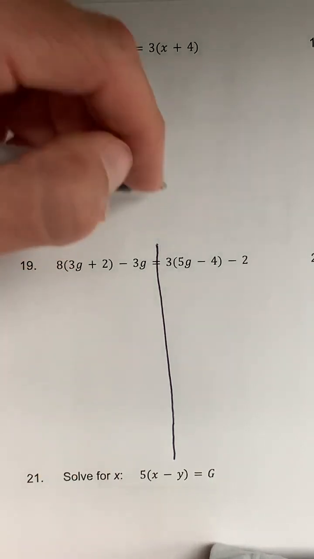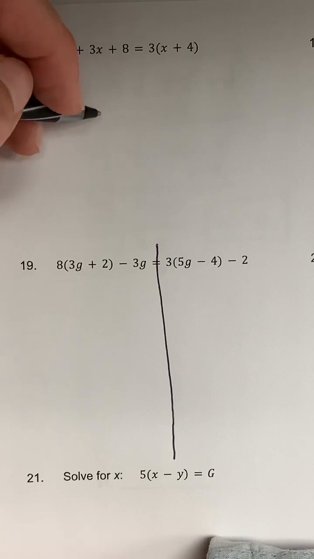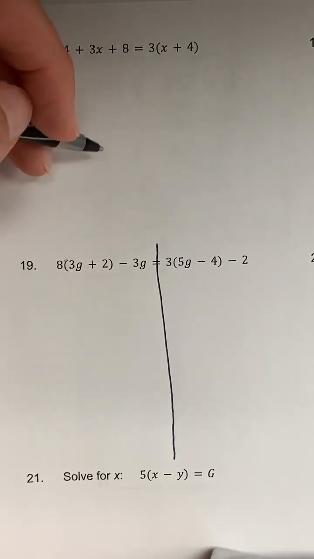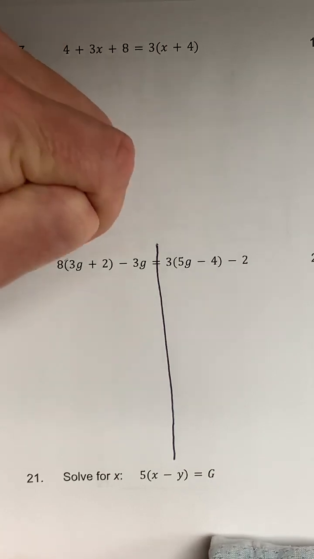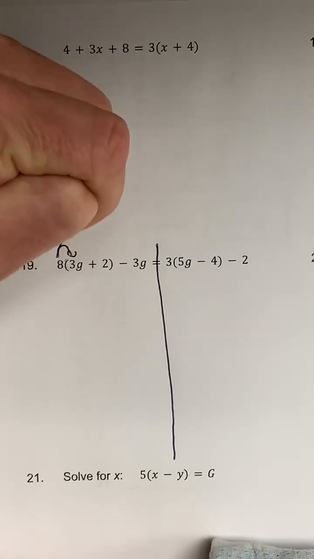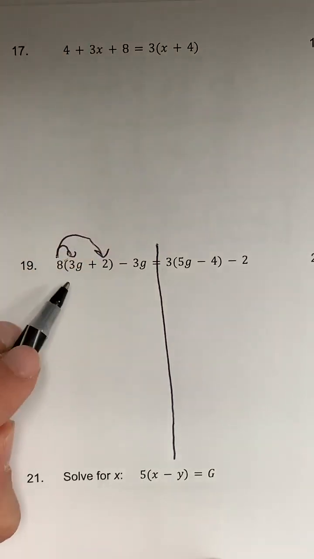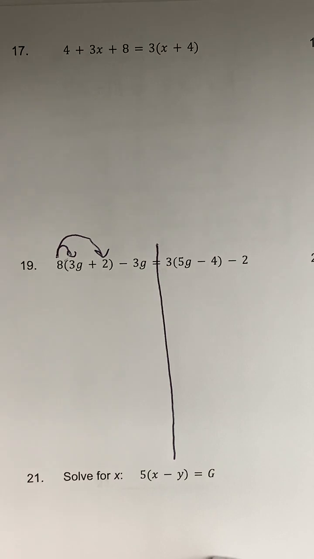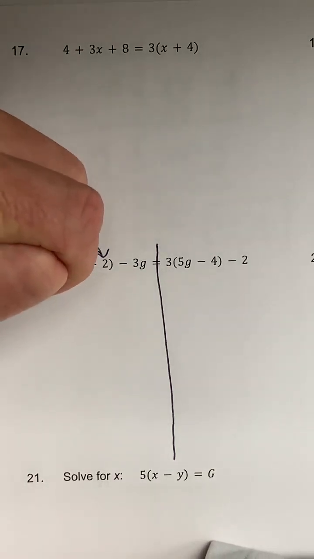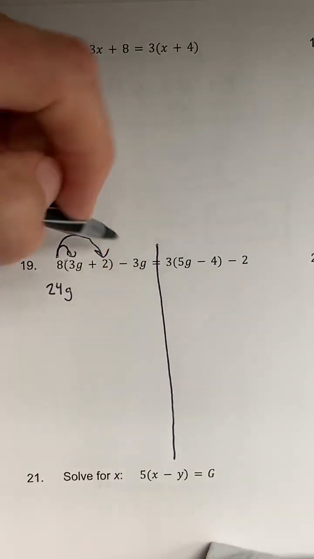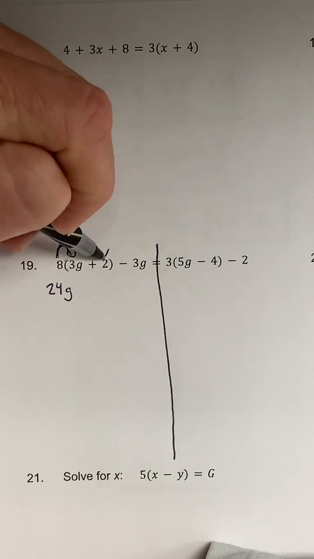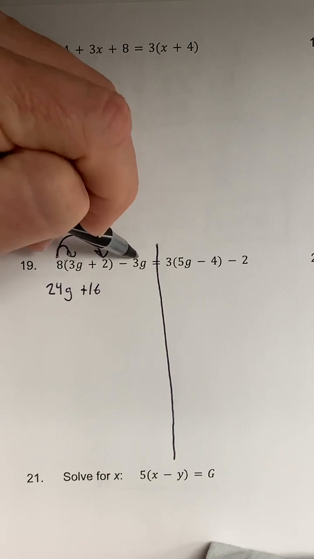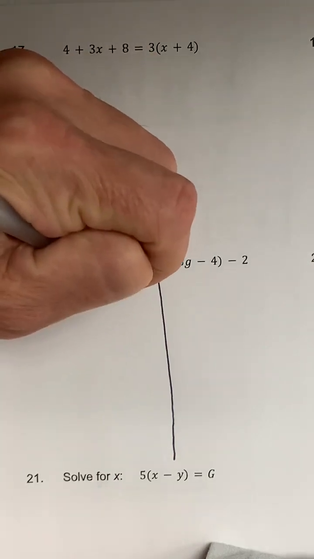All right, let's see if we can get g by itself. The first thing I always do when I'm solving is if there's parentheses, like there's parentheses right there, we want to get rid of them. You get rid of them by distributing, which is a fancy way of saying multiplying. So we want to take this 8 and multiply it by 3g. So 8 times 3 is 24. So we will write that that is 24g. And then next we have 8 times 2, that's 16. So plus 16.